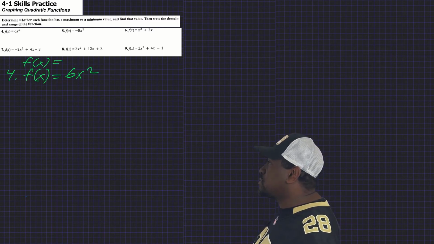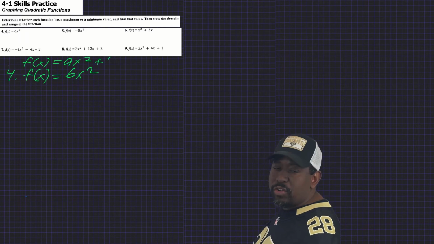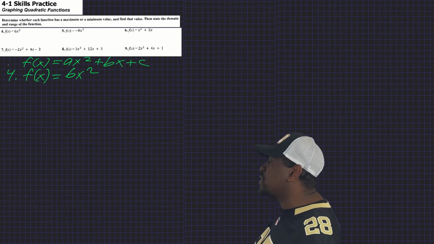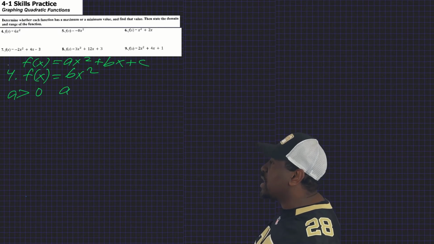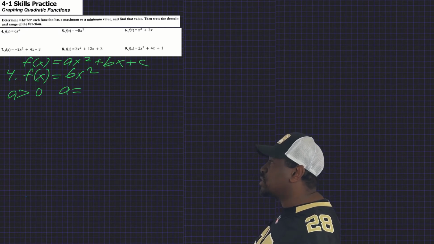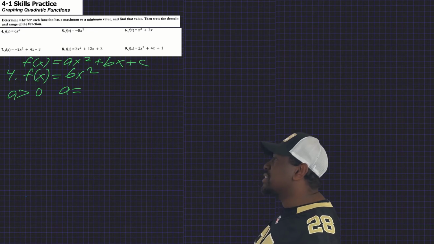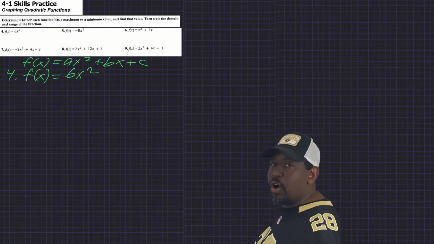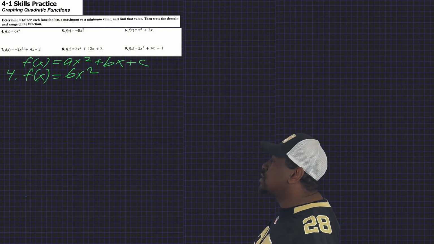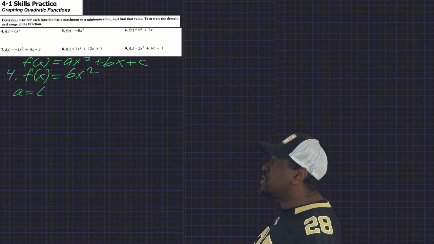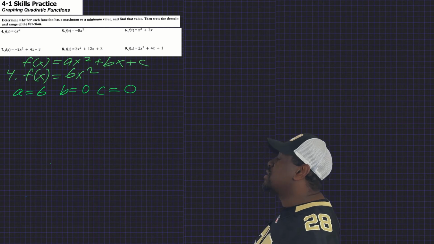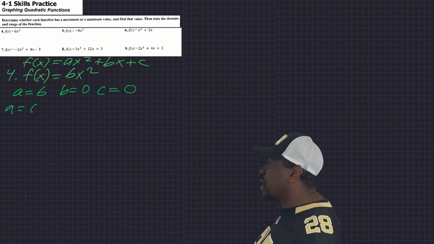6x squared. Again, we write the general form of a quadratic function like we did in the problem where we're graphing. ax squared plus bx plus c. Because in order to do these things, we need a, b, and c. And so we will pull out the value of a. That's what determines whether it will be a maximum or minimum, because that determines if the parabola opens up or goes down. So since a is equal to 6, we can determine that it opens up because it's greater than 0. So before we do that, we pull out a, b, and c.